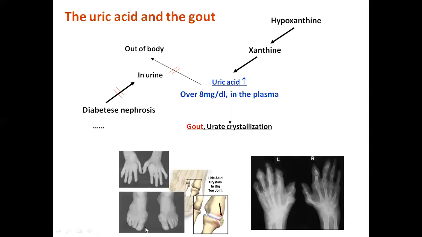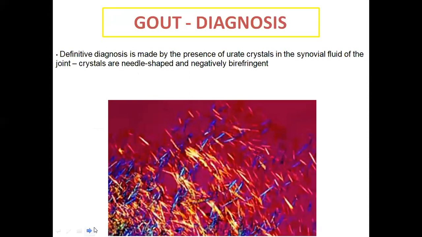This may be their radiological appearance. This is how the monosodium urate crystals look, negatively birefringent under plain polarized light in the synovial fluid. So synovial fluid is examined like that just to identify the presence, because there are other types of crystals as well which can deposit. So to differentiate it from gout, this test is necessary.